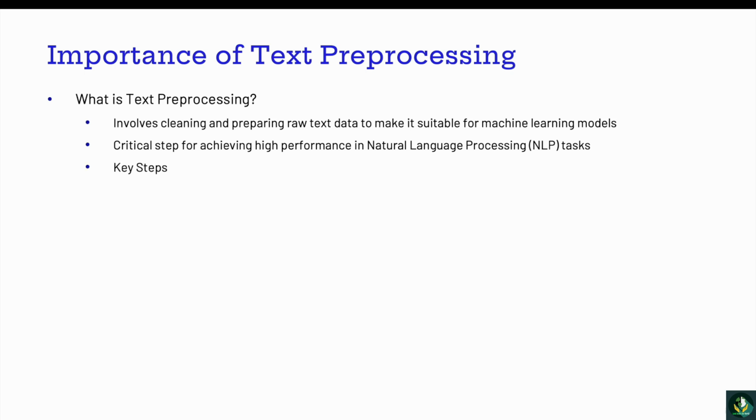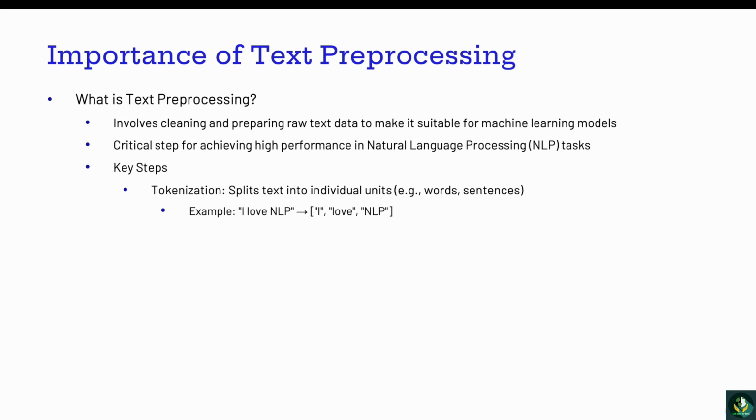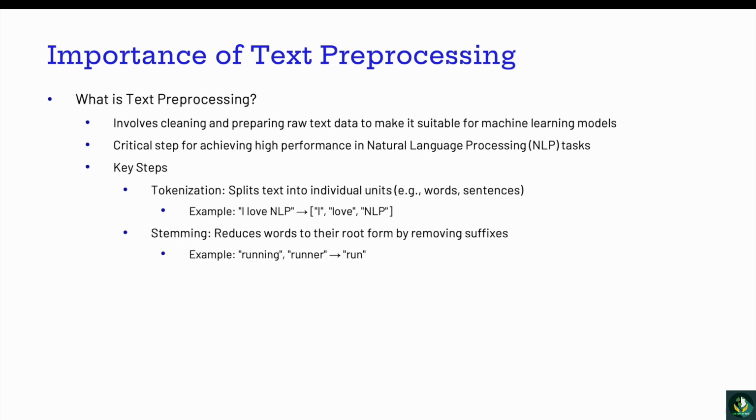Some of the key steps involve tokenization, which splits the text into individual units. For example, it can be words or sentences. Here is an example where I love NLP is split into I, love, and NLP, three different words. Next is stemming. It reduces words to their root form by removing suffixes. For example, running or runner becomes run. Then we have lemmatization, which converts words to their base form using a vocabulary. For example, better becomes good.